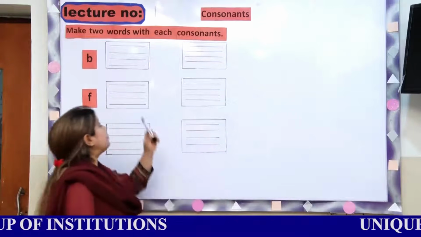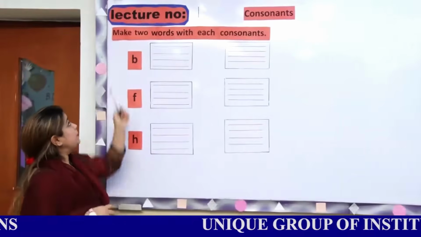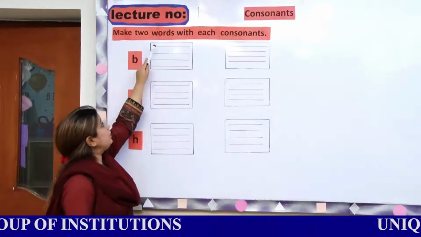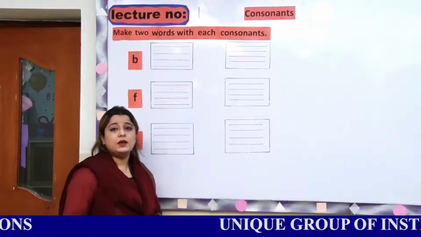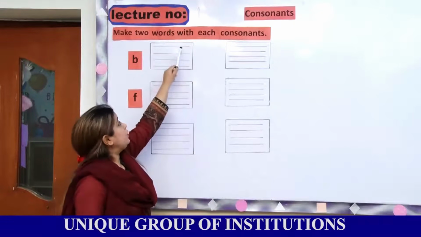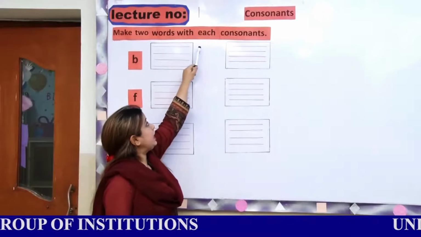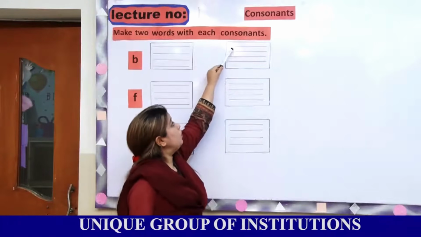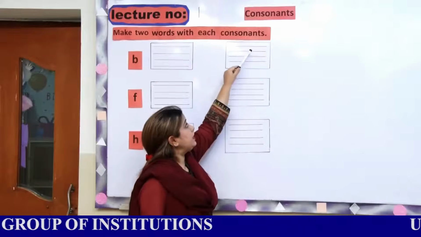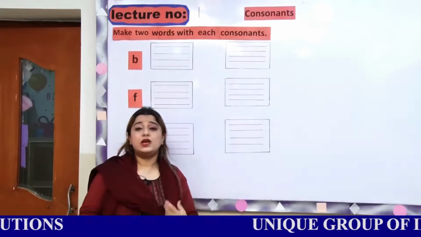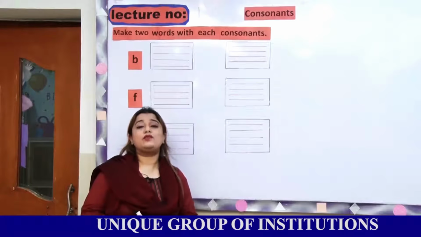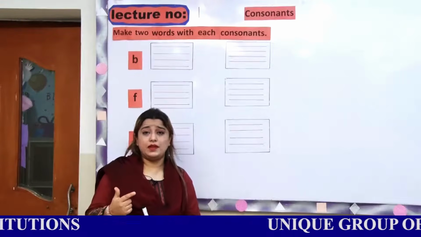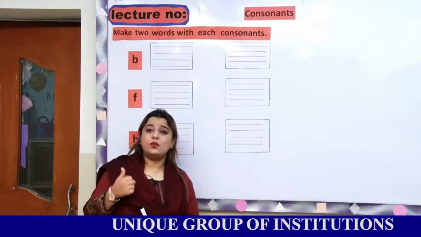And on this page, what do you have to do? M-A-K-E, make, T-W-O, two, W-O-R-D-S, words. Make two words with each consonant. It means on this page some consonants are present and you have to make two words, two different words with one consonant. I am repeating, two different words with one consonant.